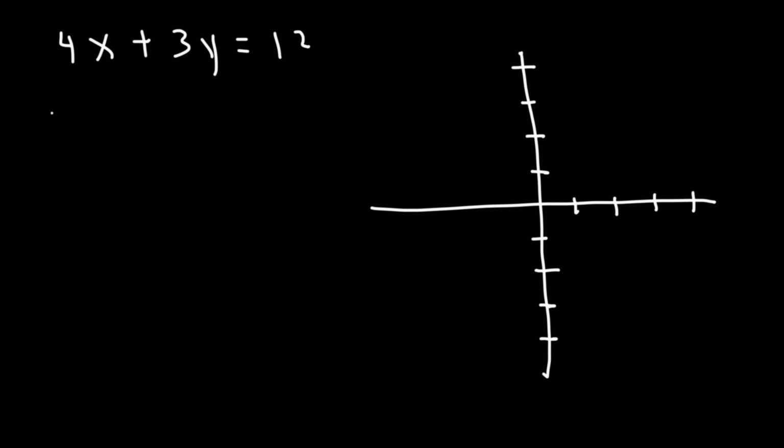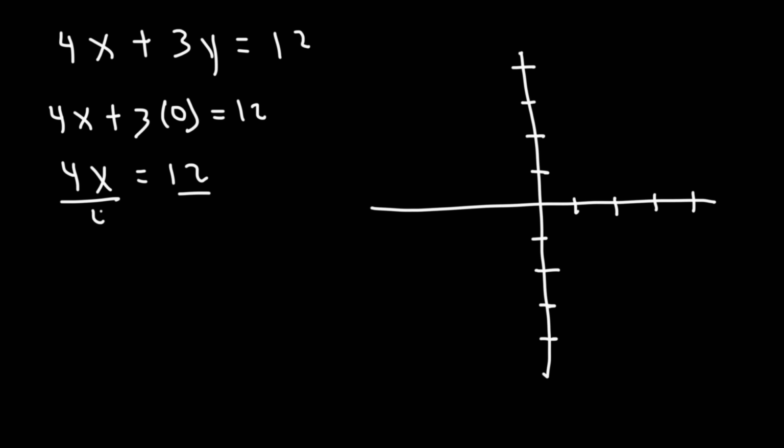So let's find the x-intercept. Let's replace y with 0. So we're going to get 4x is equal to 12, and then dividing both sides by 4, we get x is 12 over 4, which is 3. So the x-intercept is 3 comma 0.